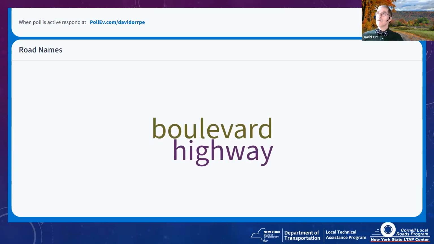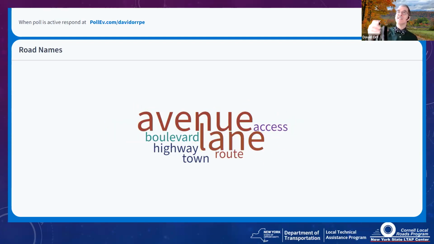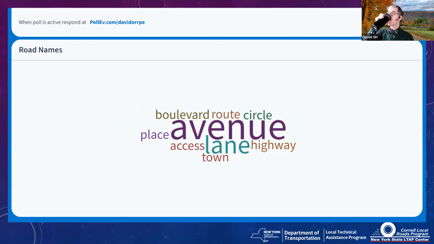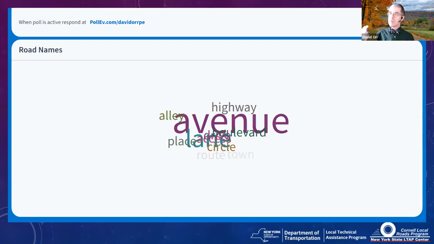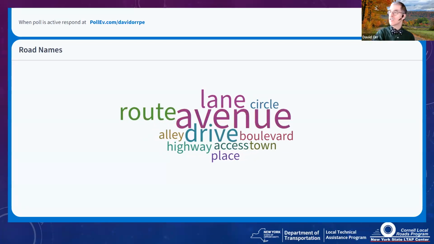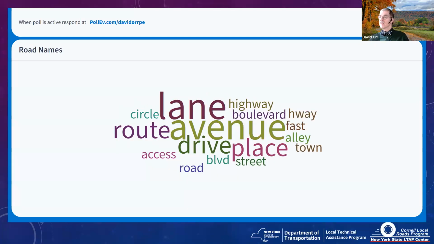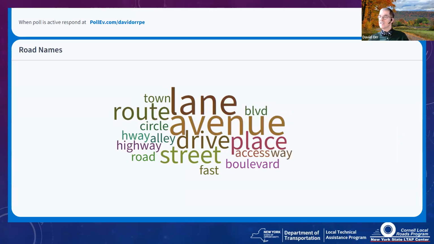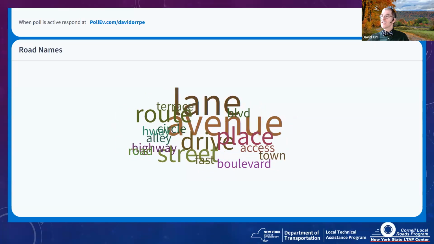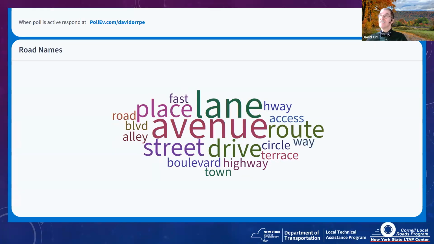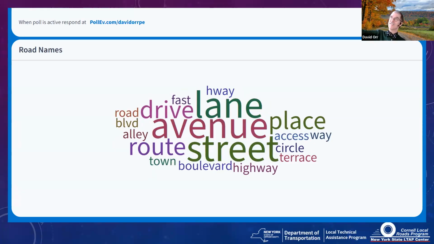Boulevard, highway, yep. Avenue, lane. Road is not there yet. That's interesting. Alley, circle. All kinds of fun different things we can come up with. Fast. That's interesting. I live on Fast.